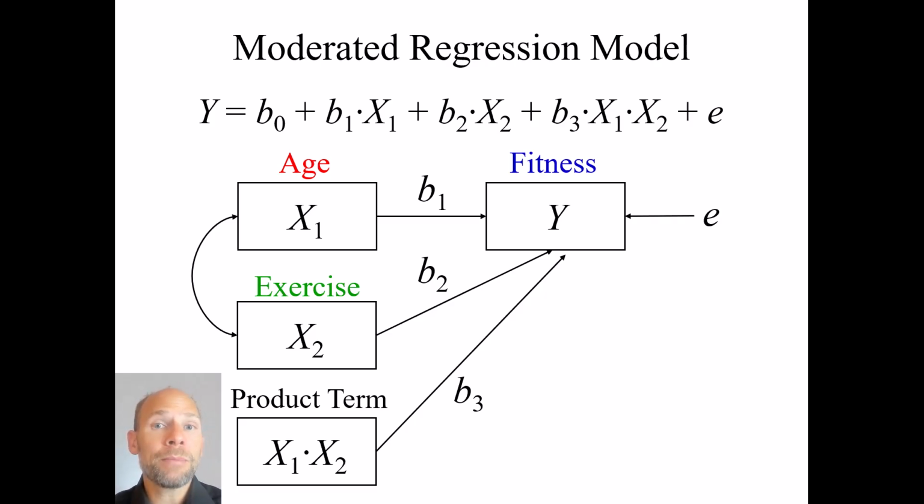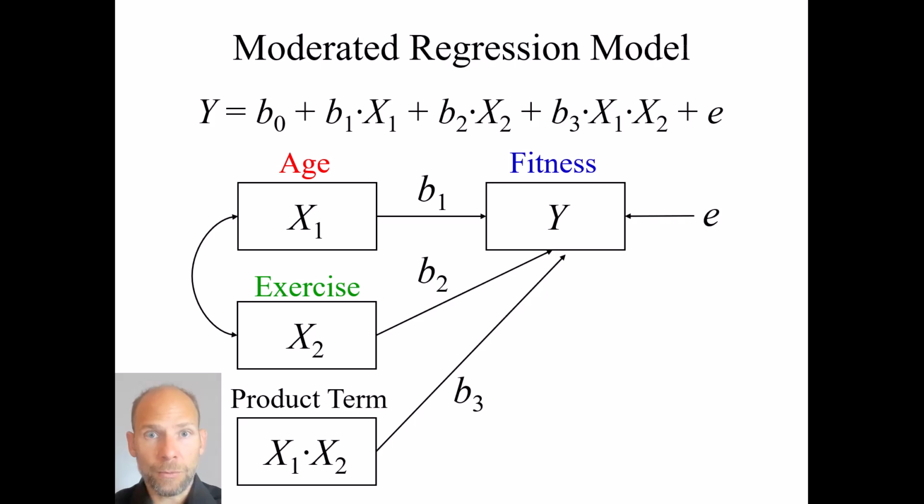However, when b3 is non-zero, this means there is an interaction such that the relationship between age and fitness differs for different levels of exercise. So you take a look at that b3 coefficient, you take a look at whether it's 0, perhaps you also conduct a test of statistical significance to see whether b3 is statistically significantly different from 0, and then if it is, then this means that there is a moderation effect.